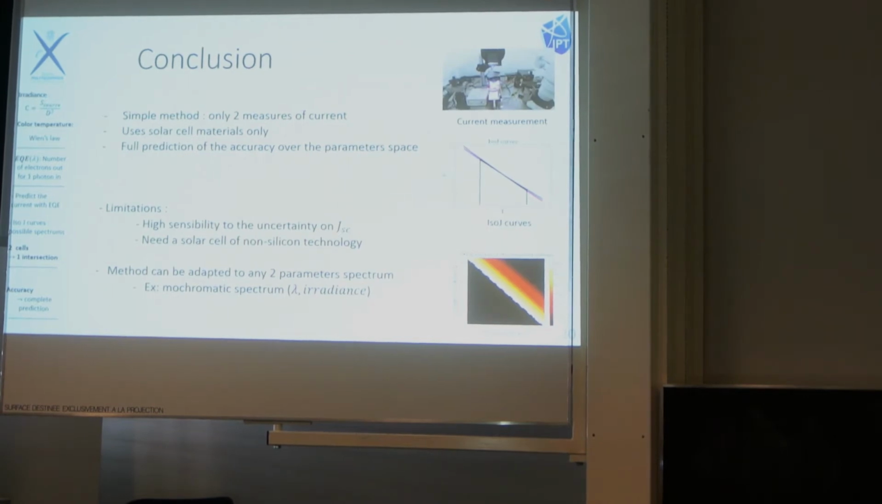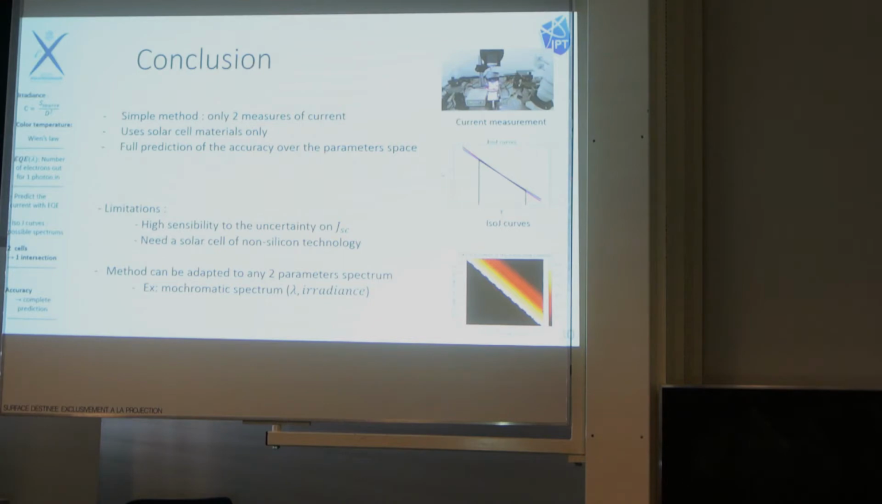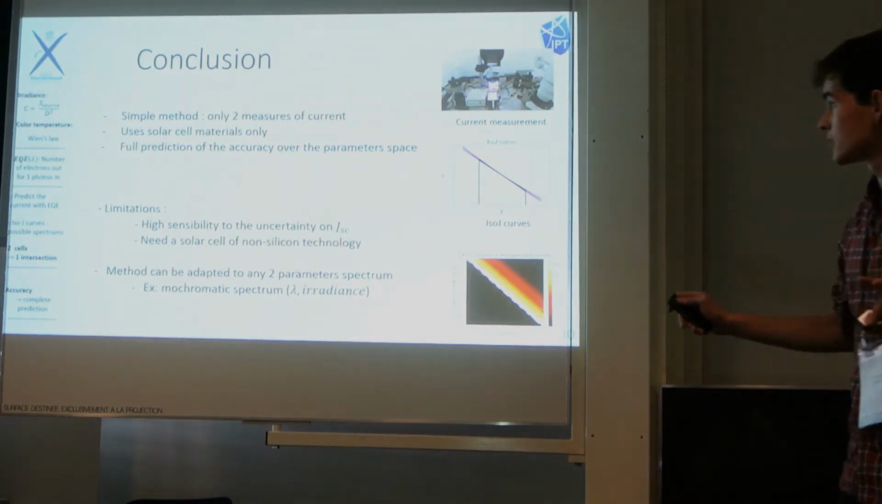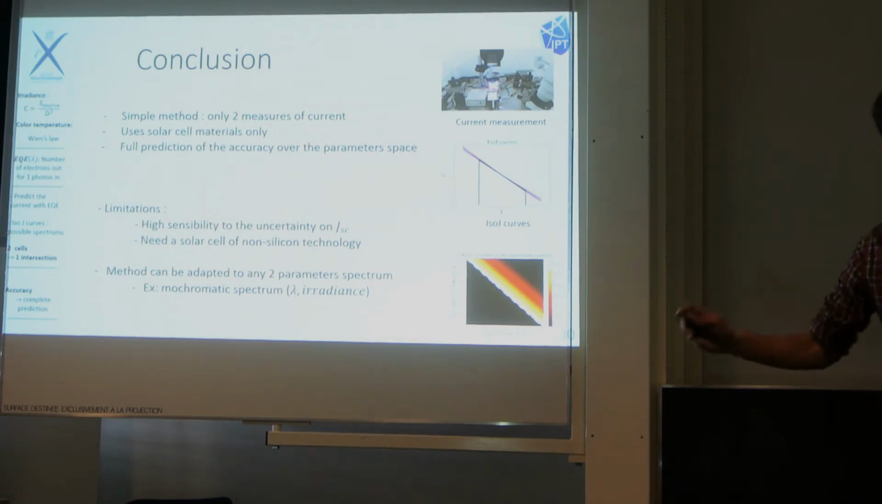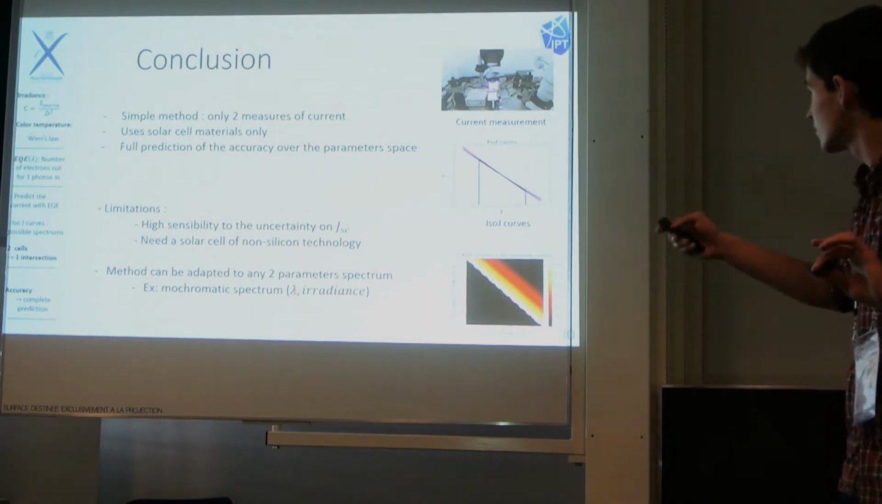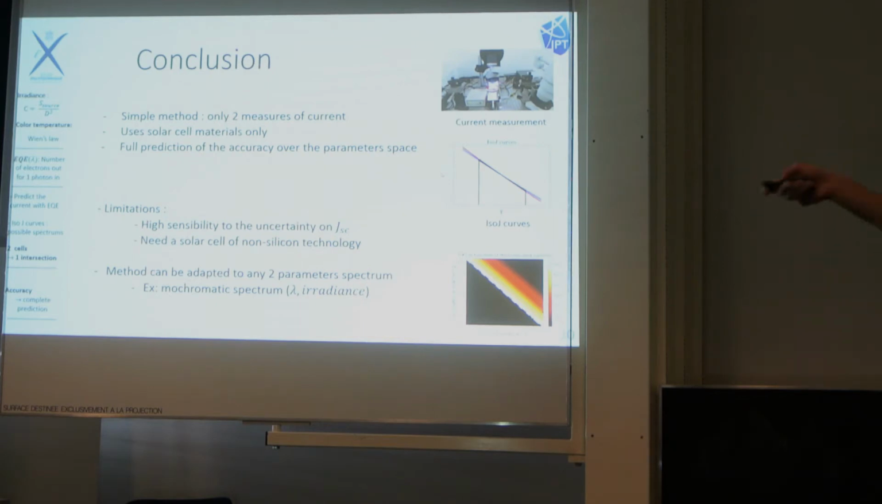So now, my conclusion. We have designed a very simple method. We only have to do two measurements of currents with two different solar cells. We use only solar cells, as was suggested by the problem. We have a full prediction of accuracy over the parameter space, as I've shown, with this method for propagating the uncertainty from the current measurement that is here.